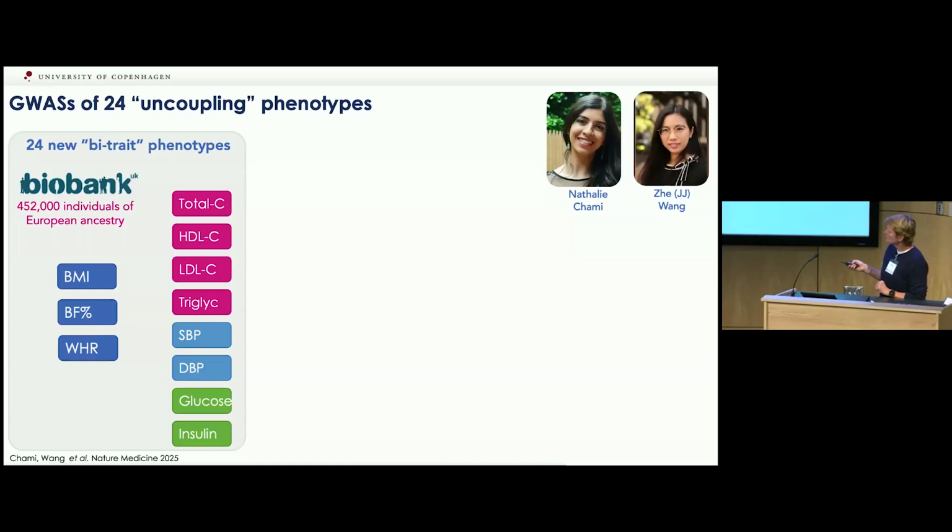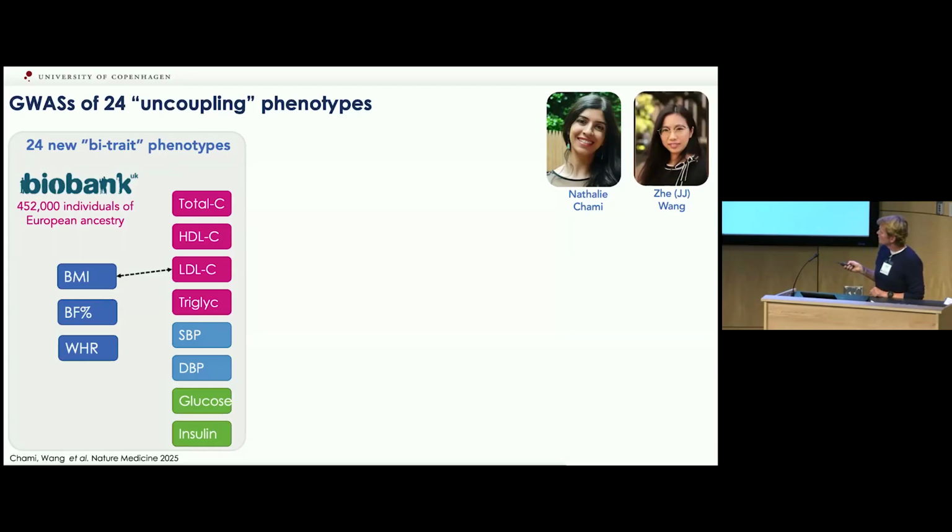So what we did is we take a distribution of body mass index. It's right skewed, but we made a standard normal distribution with a mean of 0, standard deviation of 1. And we did the same for all the traits, and also for the cardiometabolic traits. So each phenotype is now on the same distribution.